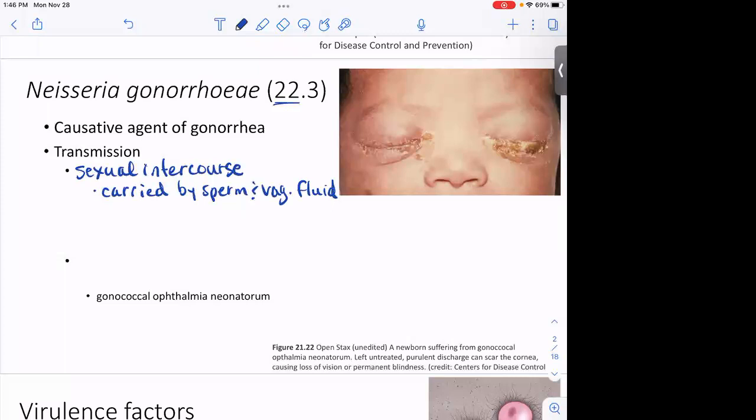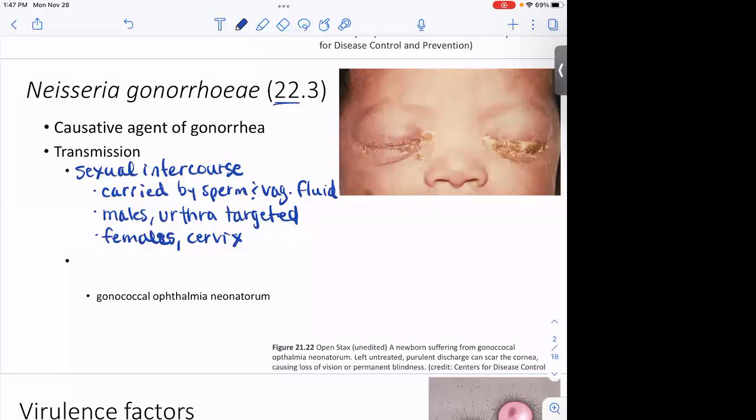So the difference is what structure is targeted based on sex. So in males, the urethra is targeted. And for females, the cervix. Okay, and males are much more likely to give it to females. So an infected male is very likely to give it to a female just because it hitches a ride on the sperm. An infected female will only give it to a male a much lower percentage of the time.